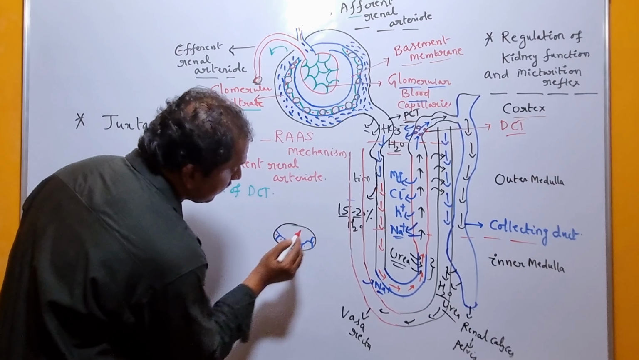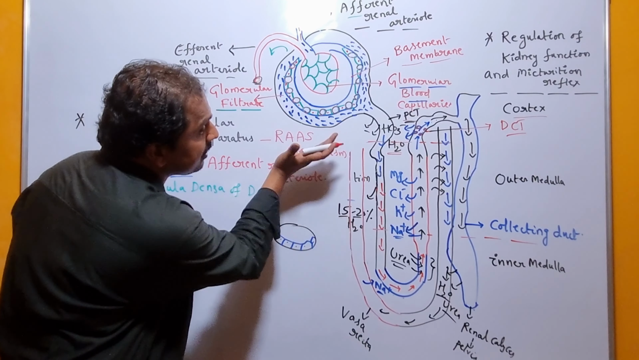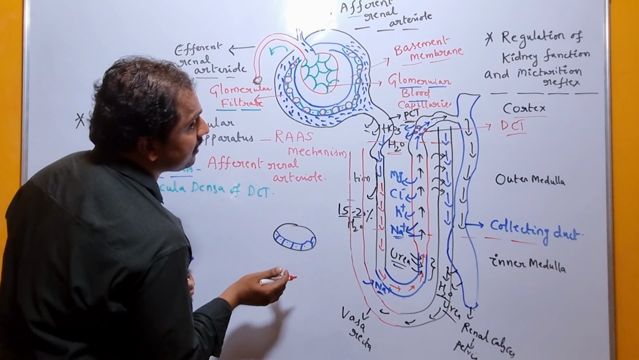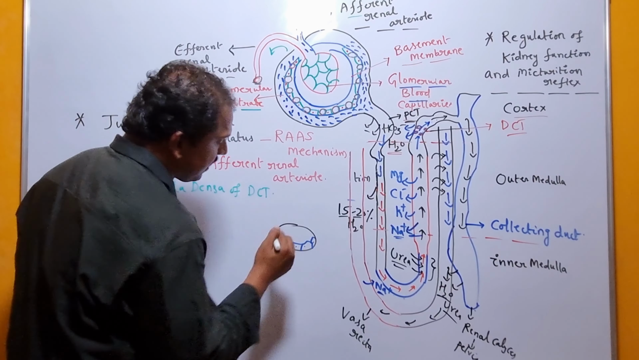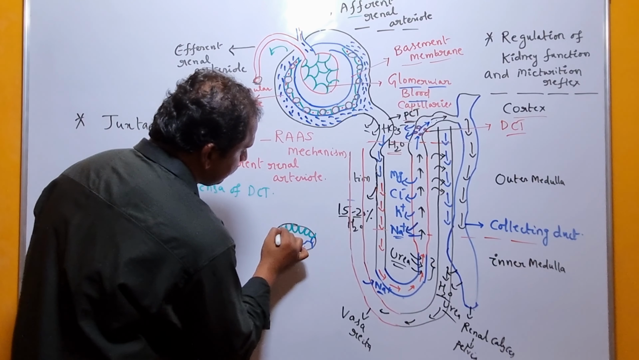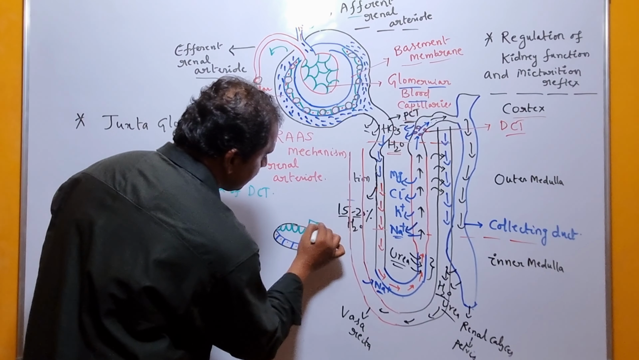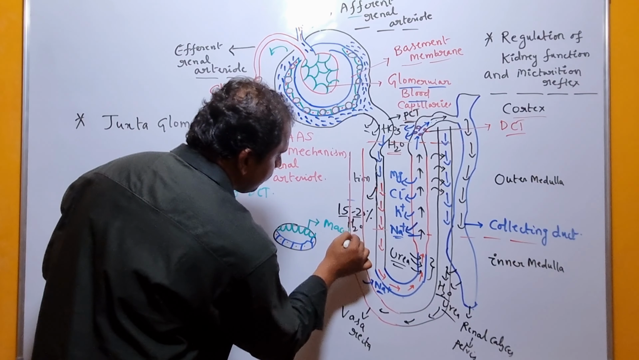And the other part of the distal convoluted tubule, which is exposed towards the glomerulus, is composed of columnar cells. What is it? Columnar cells. All these are the columnar cells. So these columnar cells are termed as what? Macula densa.